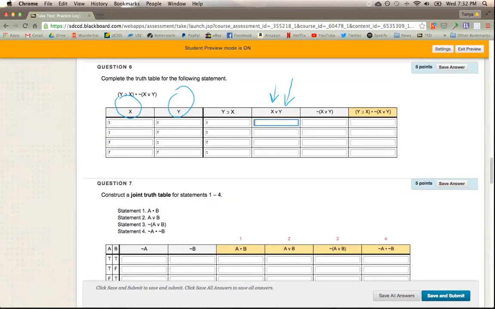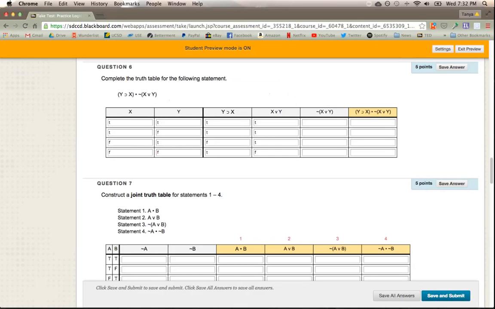So let's look at the parts. Is there any row where both are false? TT, TF, FT, FF. It's the last row. That's the only case where they're false. Every other case is true. So we'll fill that in, T, T, T, F.